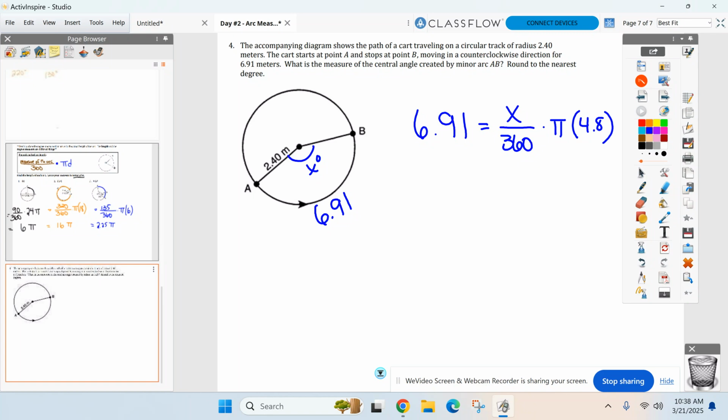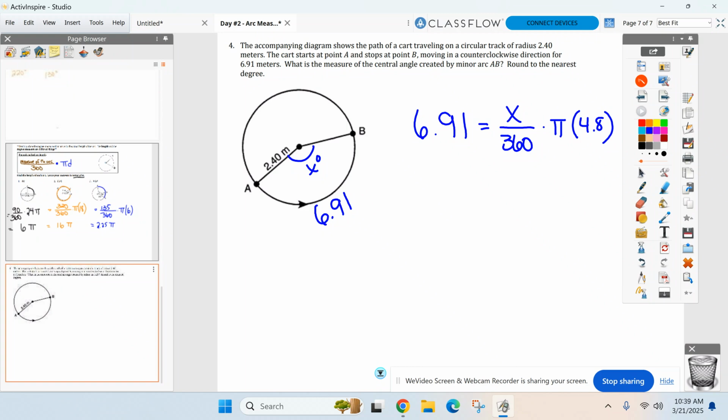All right. We got to get x by itself. There's a couple moves we could do to start getting x by itself. I don't want to put anybody on the spot, but anybody got a move that would first start getting x by itself? Violet, what's your call? Divide both sides by 4.8 pi. Okay. Method number one is I could get rid of the 4.8 pi by dividing both sides by it.